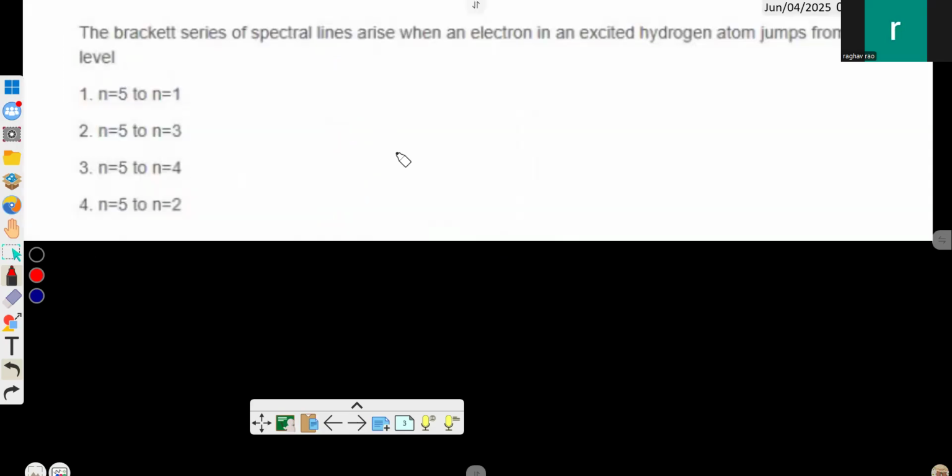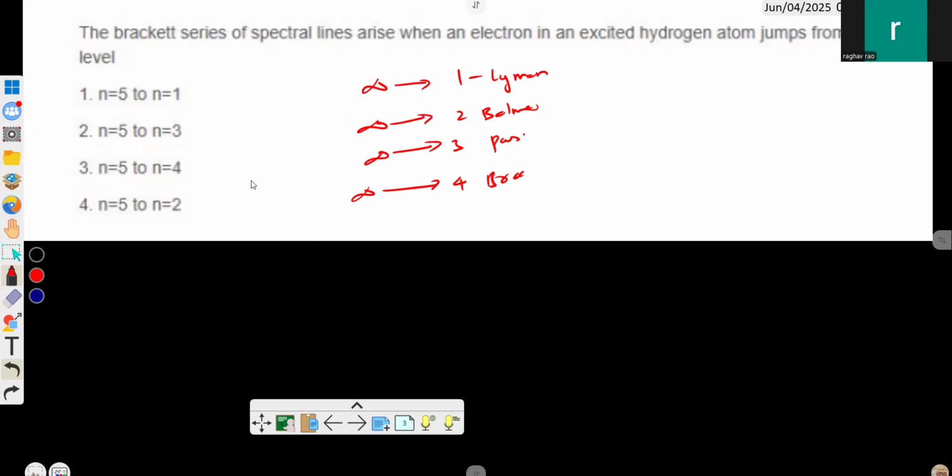Next, the Brackett series. As we know, if anything comes from infinity to the first orbit, it is the Lyman series. Infinity to the second orbit, it is the Balmer series. Infinity to the third orbit, it is the Paschen series. Infinity to the fourth orbit, it is the Brackett series. I think this question's key paper was wrong. So whoever has kept the third option, that would be correct. Add plus 4 marks if you have kept the third option. The third option is the correct answer. N5 to N4 would be the Brackett series.